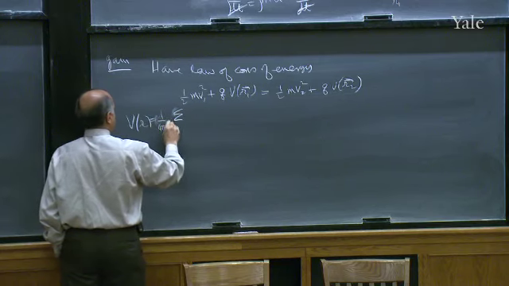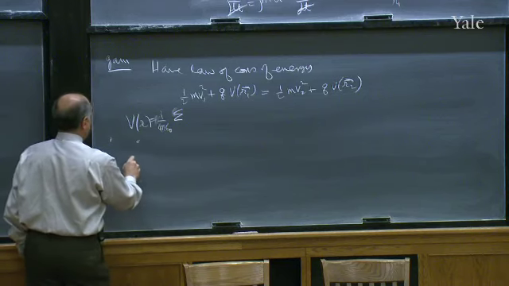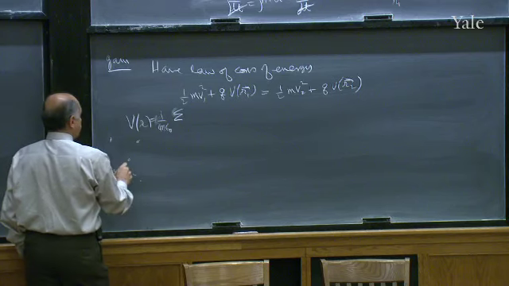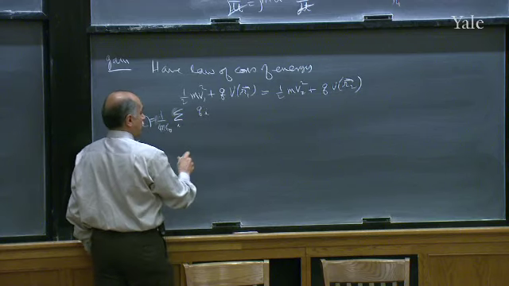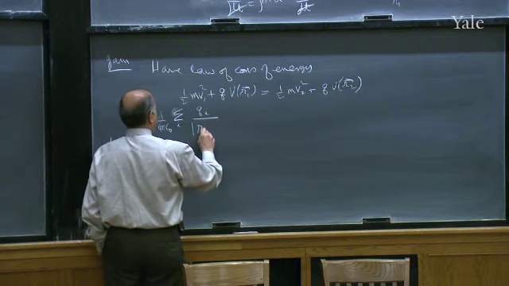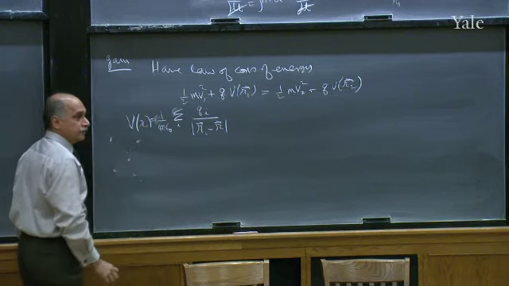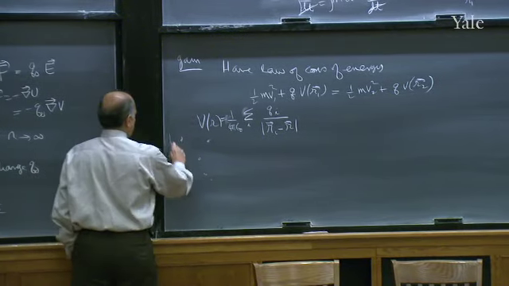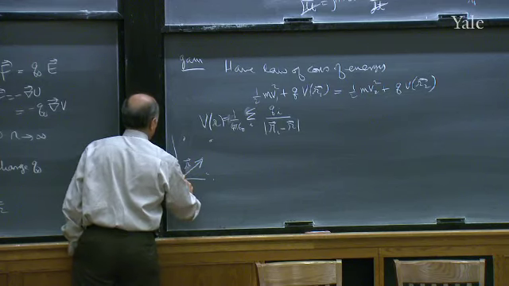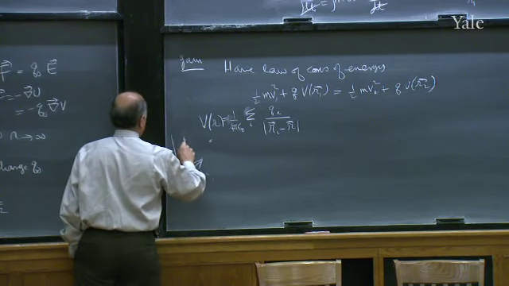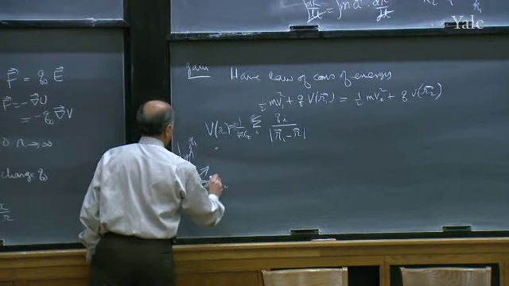1 over 4 pi epsilon 0. Let's imagine there are many, many charges, Q1, Q2, Q3, each one at R1, R2, R3, etc. This is equal to the sum of Qi, which is charge number i, divided by the length of the vector from Ri to the R where I'm finding the potential. In other words, this is where I want the potential, R. This is R1, and Q1 is sitting there. This is R2, and Q2 is sitting there, and so on.